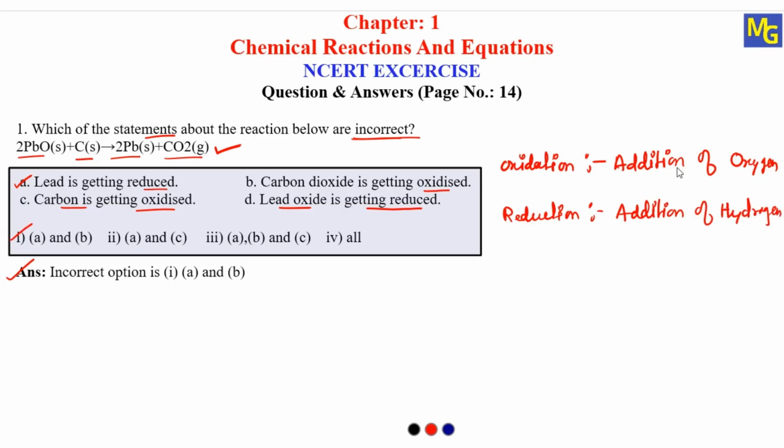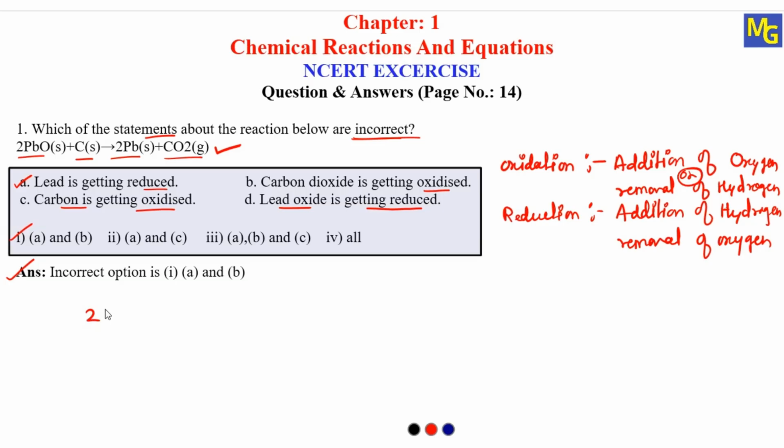In other terms, we can write: addition of oxygen or removal of hydrogen is oxidation. And for reduction, addition of hydrogen or removal of oxygen. So these are the definitions of oxidation and reduction. Now we will apply these 2 definitions to the reaction.